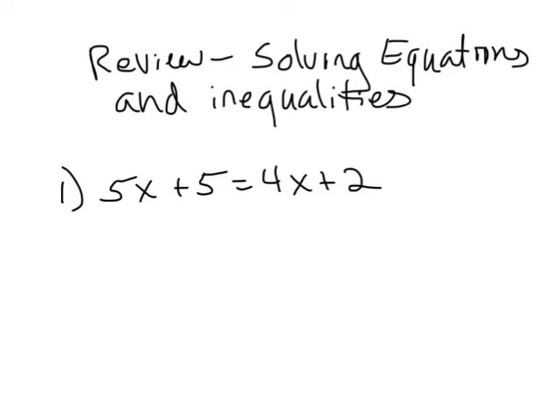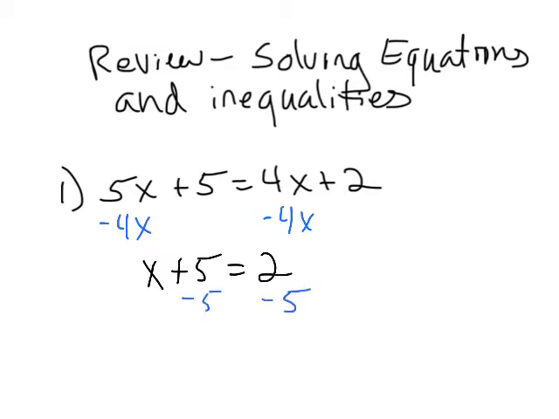So the first thing we need to do is to add the opposite, to move all of your variable terms to one side. 5x plus negative 4x gives you 1x plus 5 is equal to 2, and then we do the same thing with the constant term, and we end up with x is equal to negative 3.